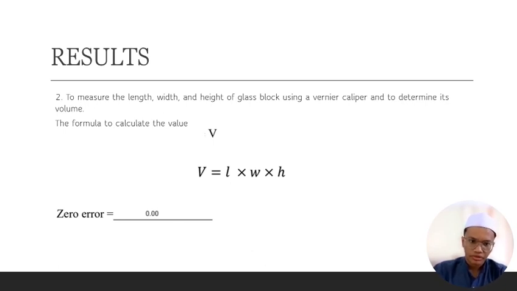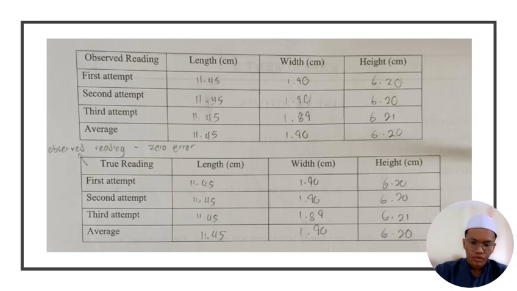The results: we measured the length, width, and height of the glass block using the vernier caliper and determined its volume. The formula to calculate the volume is V equals length multiply width multiply height. The zero error equals 0.00. So this is our observed reading from first intake until third intake.